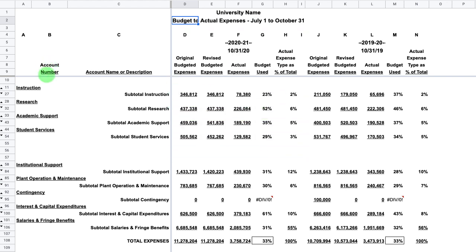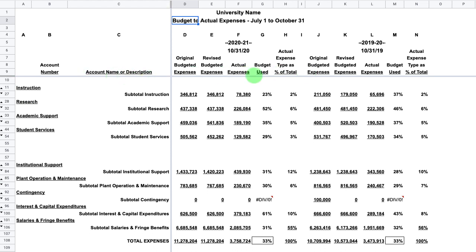Across the top, we have a column for account numbers, which I've hidden. We have an account name or description. I've hidden the details on those too, so what we see are simply the major categories here along the left in the A column. So there's a category called instruction and a lot of items underneath it. There's a category called research and a lot of account details underneath it, and so forth and so on. So this left-hand column are the major categories that matter to the budgeting group and the finance people at this particular university.